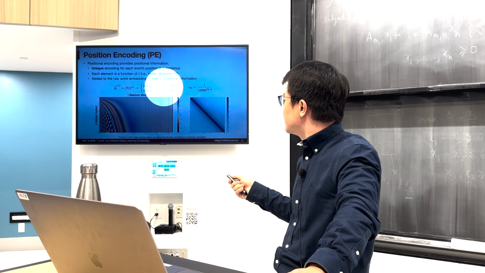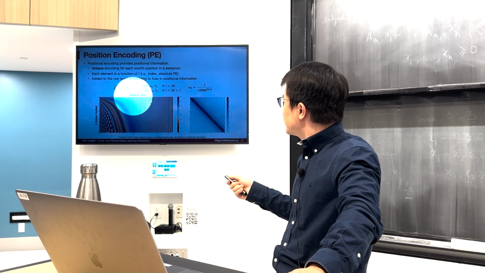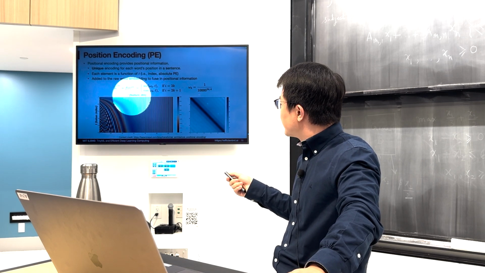It's a function of the omega times t. And t here is the token dimension, and i is the feature dimension.